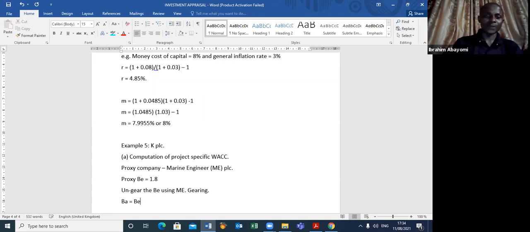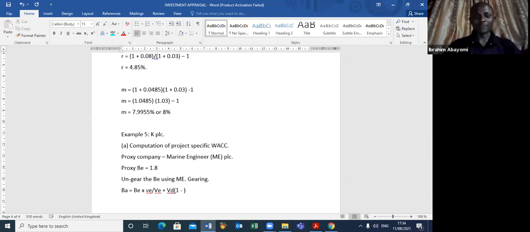Asset beta is equal to beta of equity times market value of equity all over market value of equity plus market value of debt, 1 minus tax rate. Now, I don't have beta of debt. The second part of the formula is not relevant to me because I don't have beta of debt, so I won't consider that. So I will use this 1 minus the tax rate.